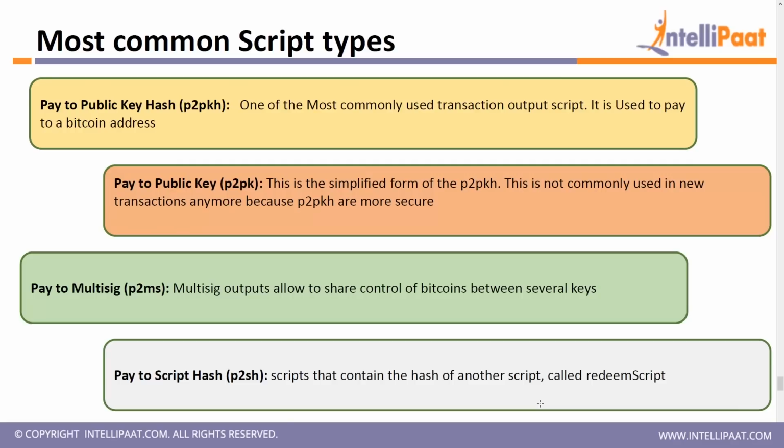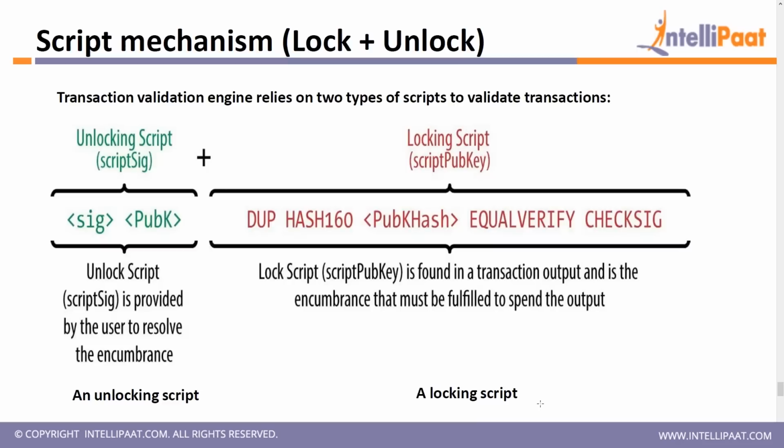Pay to multisig, P2MS. Multisig outputs allow sharing control of Bitcoin between several keys, and that makes them more secure, as we have already seen in previous sessions. Pay to script hash, P2SH: scripts that contain the hash of another script called the redeem script. It is another common script type used in transactions.